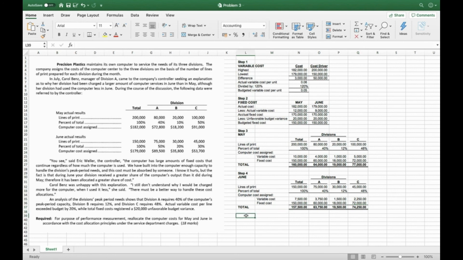Finally, this ends our problem. We just computed for the appropriate allocation of the service cost in accordance with the guidelines for service department charges.